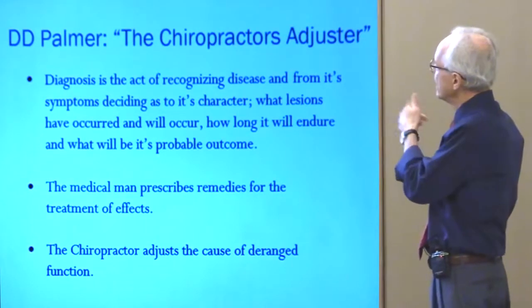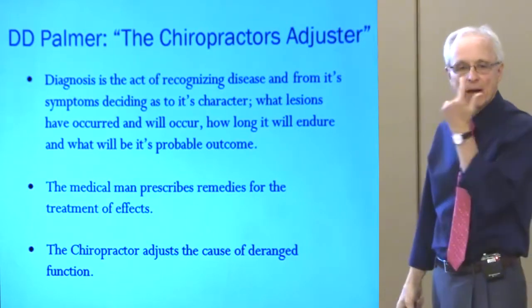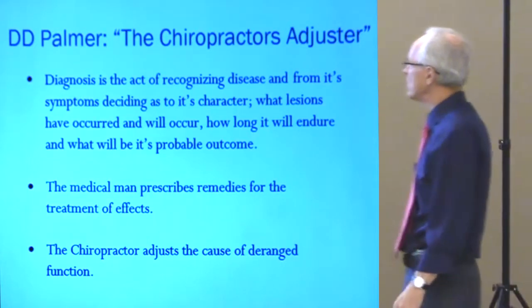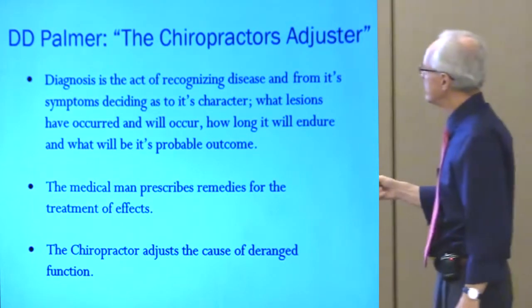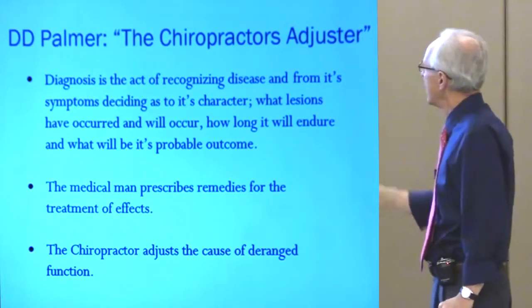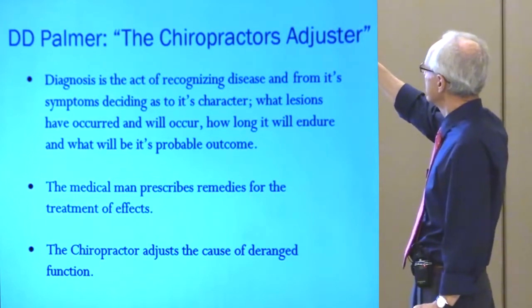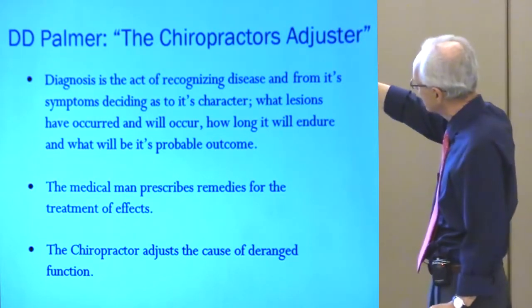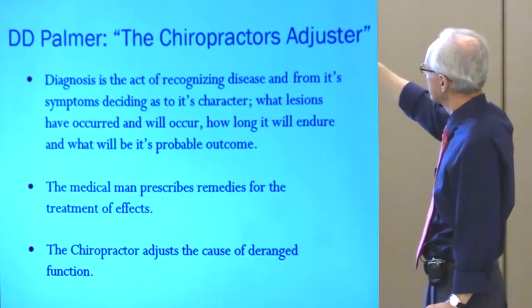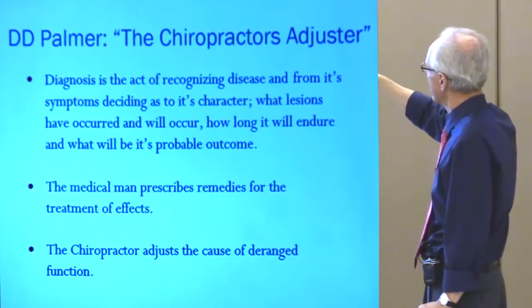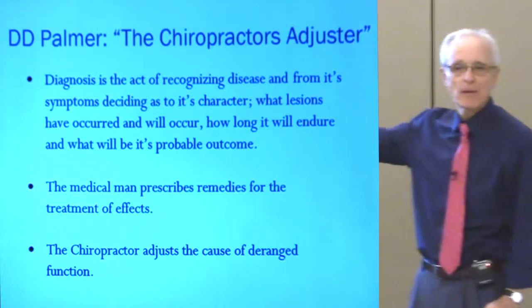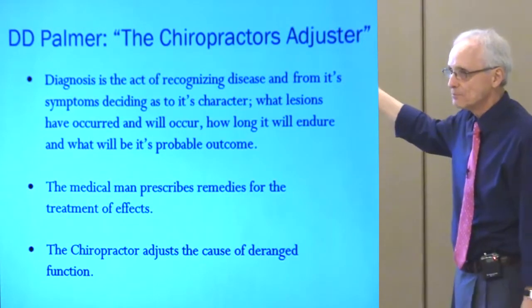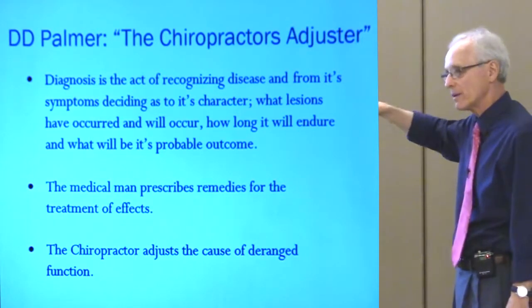And information. Here, this is pretty interesting from D.D. Palmer. I always like reading his book. I always am reading through things. D.D. Palmer: the diagnosis is the act of recognizing disease from its symptoms, deciding as to its character, what lesions have occurred and will occur, how long it will endure, and what will be the probable outcome. Even D.D. Palmer agreed with us, or we agree with him, one of the two.